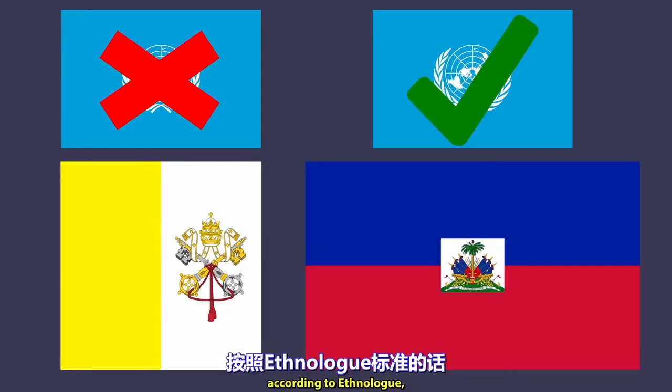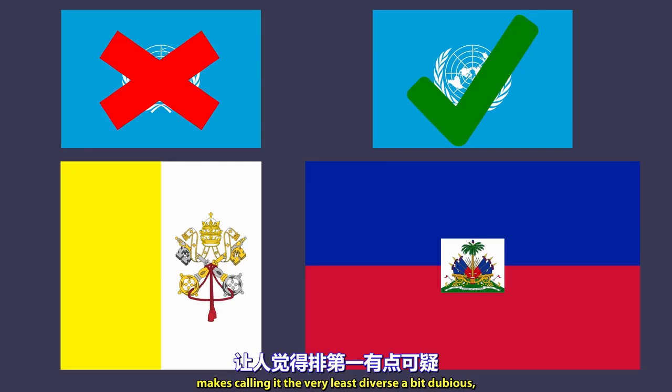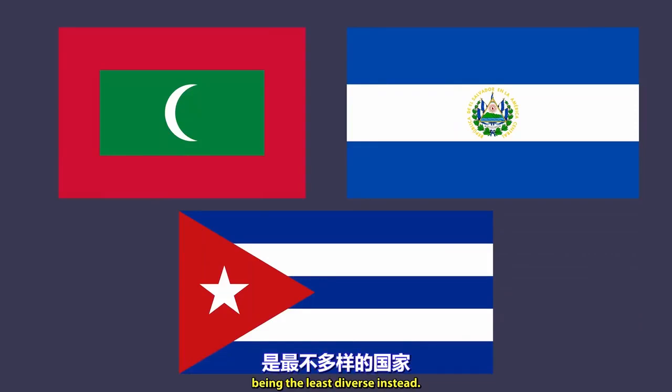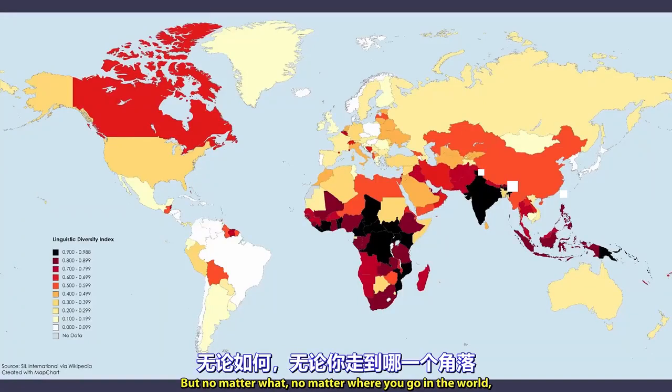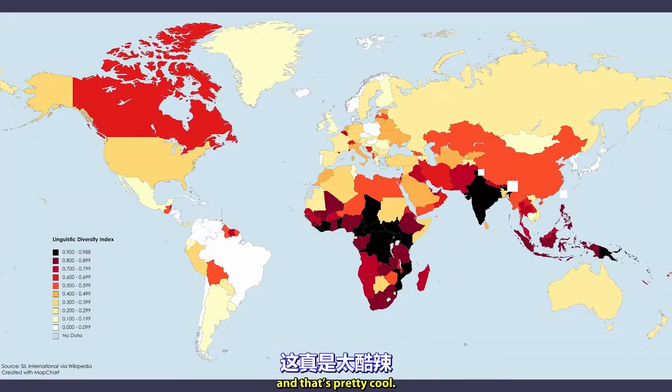although the presence of both Haitian Creole and French makes calling it the very least diverse a bit dubious. So you can make an argument for the Maldives, El Salvador, or Cuba being the least diverse instead. But no matter what, no matter where you go in the world, you can expect to see at least a sliver of linguistic diversity, and that's pretty cool.